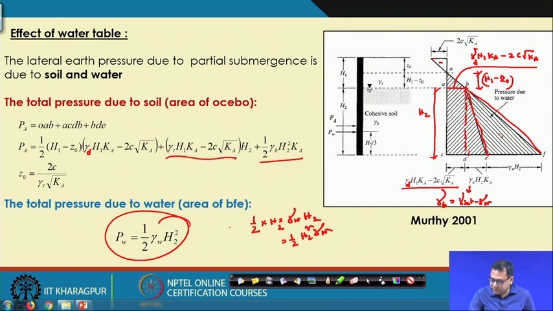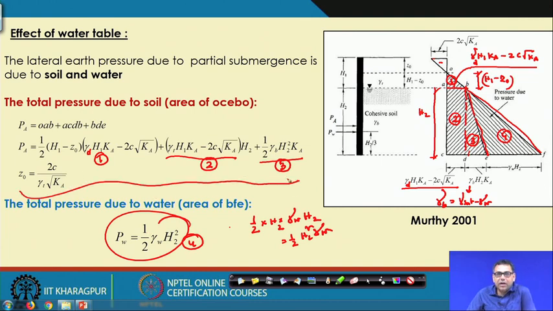So, this is the first part, this one is the second part, this one is the third part, and this is the fourth part. You divide it into four parts and you can calculate. This portion is due to the water and this portion is due to the soil. This way we can calculate the forces if the water table is also existing in the c-phi soil.